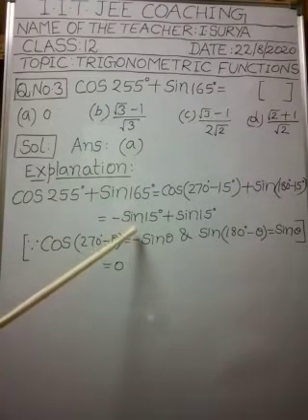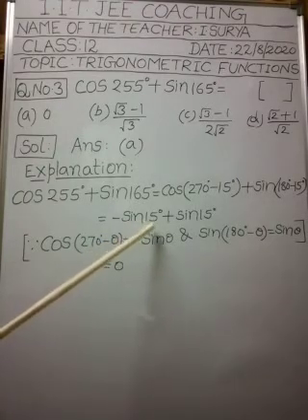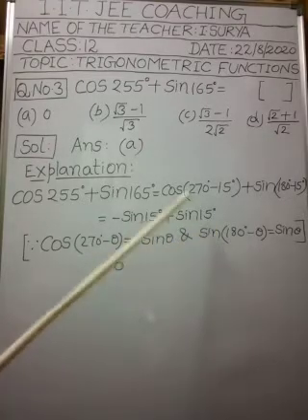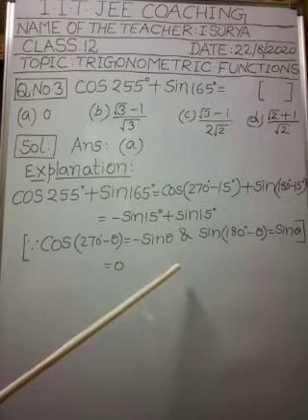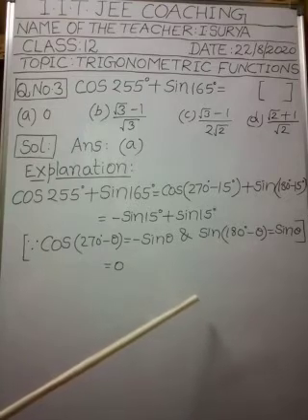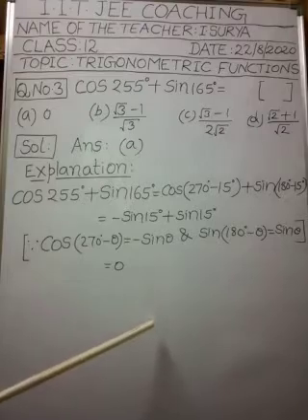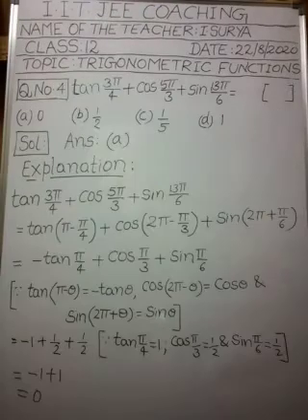So here observe these two terms. Minus sin 15 degrees is the first term, plus sin 15 degrees is the second term. These two terms get cancelled. No terms will be left in this expression, which means its value is 0. Understood, my dear children?